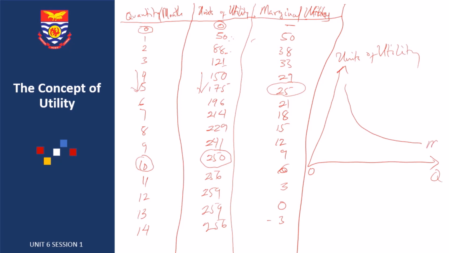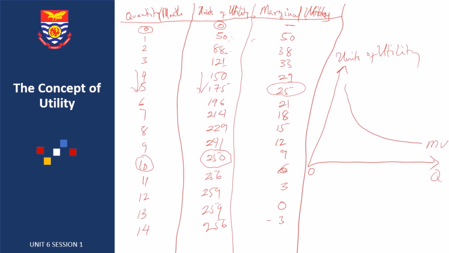So we are looking at Vero's marginal utility. So the graph tells us that as Vero watches more movies, the marginal utility that she gets falls. So for example, her marginal utility from the first movie is 50 units, as you can see from the table. From the second, the marginal utility is 38, and from the third is 33 units.